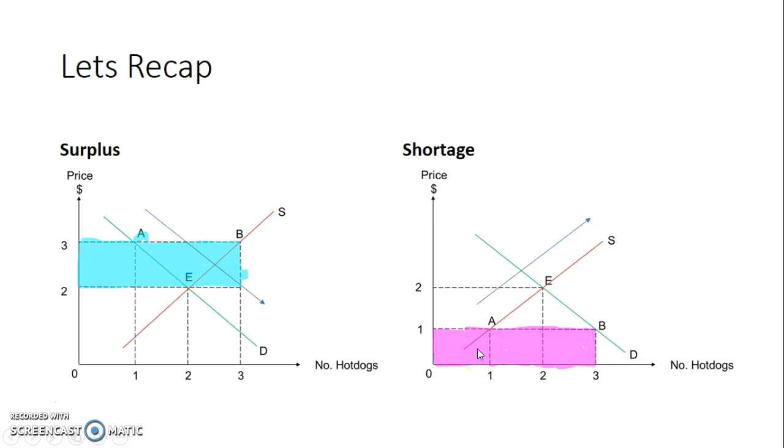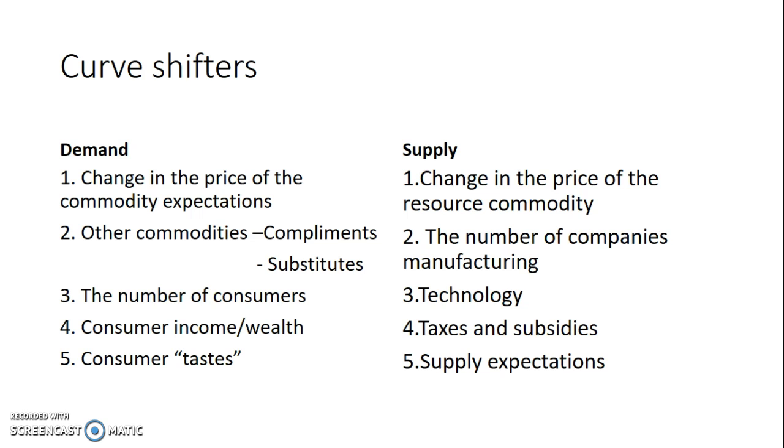Also, let's not forget that these determinants shift the demand curve and the supply curve either to the left or to the right. Demand: 1, change in price, 2, the change in price of other commodities, which is complement and substitute, 3, the number of consumers, 4, the income, 5, the consumer taste. For supply, we have 1, the change in commodity price, 2, the number of companies manufacturing, 3, technology, 4, taxes and subsidies, and 5, supply expectation.